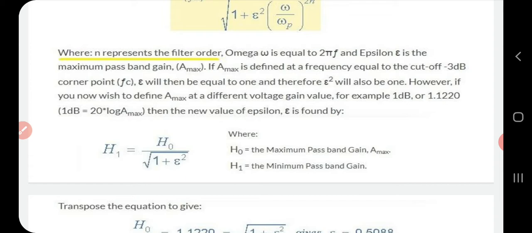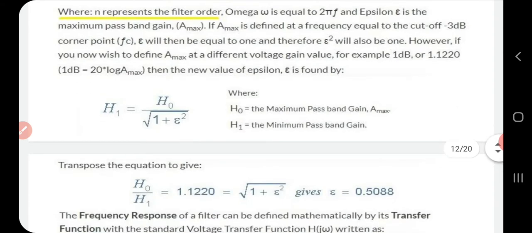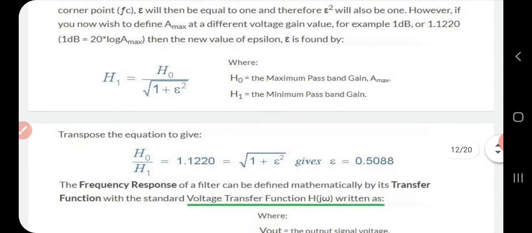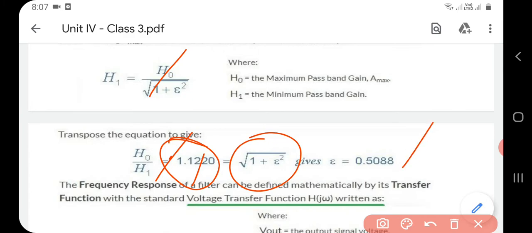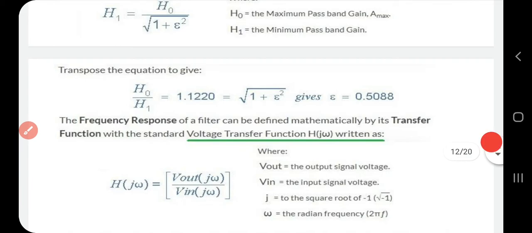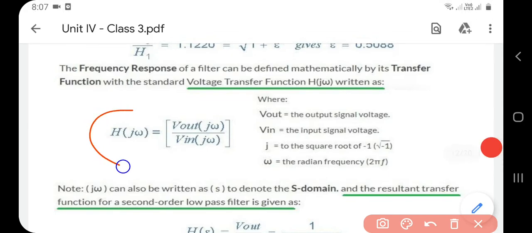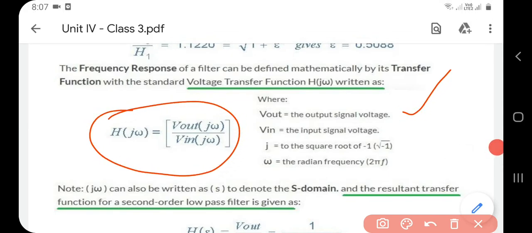the value of epsilon can be found by using this equation, that is H1 equal to H0 by root of 1 plus epsilon square. What is H0? Maximum passband gain. What is H1? Minimum passband gain. So H0 by H1 will be, from this equation, mathematically it will be this, so its value is this. So epsilon will be 0.508. Now the voltage transfer function H of j omega is given by this equation. V out is the output signal voltage, V in is the input signal voltage, j is square root of -1, omega is the radian frequency.